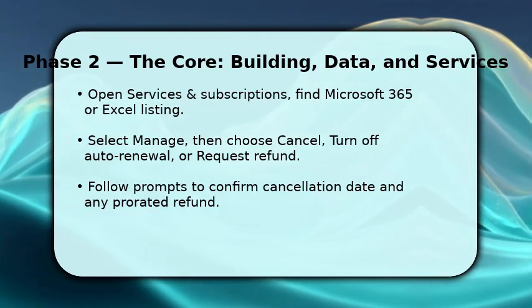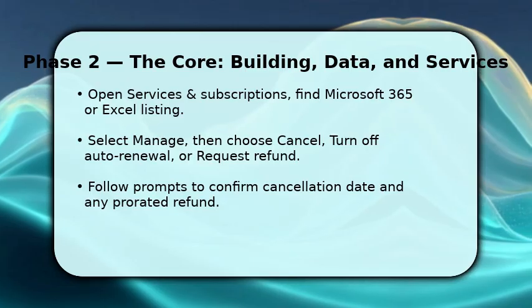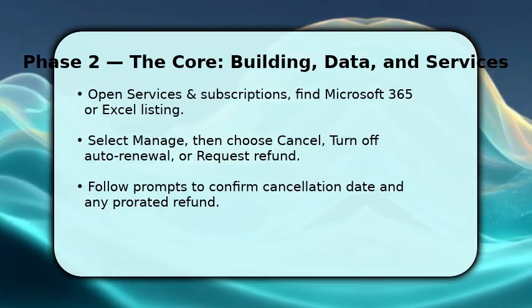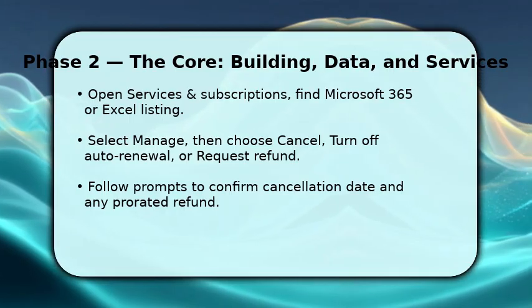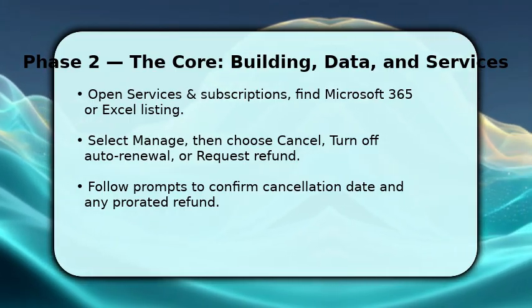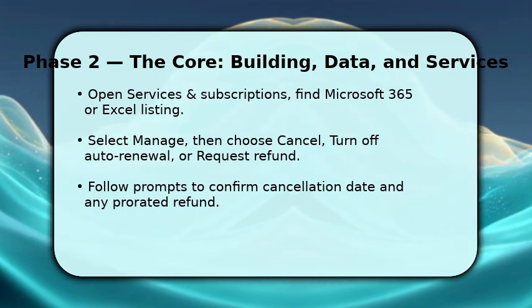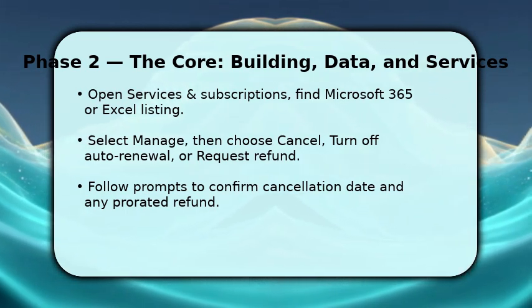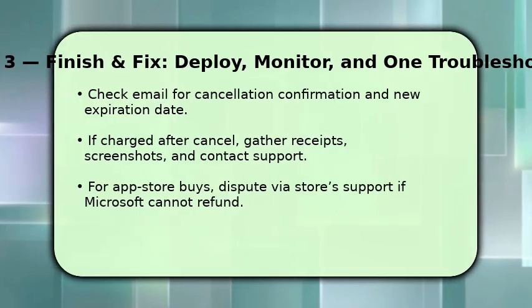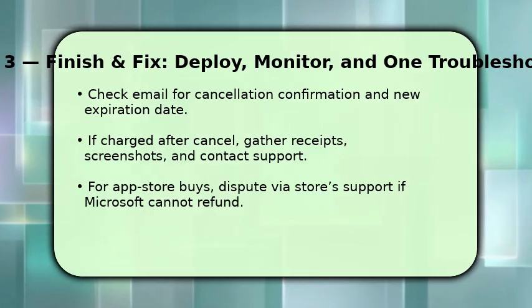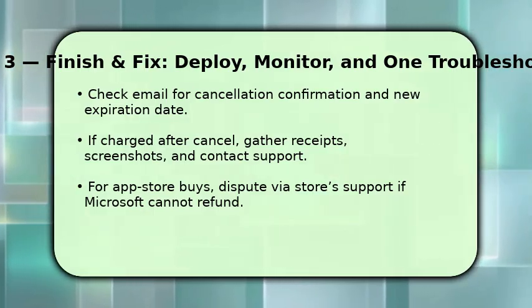Follow each prompt carefully, because Microsoft often asks why you cancel. This affects offers and refunds. If an App Store purchase is involved, open App Store or Google Play, select Subscriptions, then locate Excel or Microsoft 365 to change settings. You finish by confirming the cancellation confirmation email and noting the final access date. Save that email and any confirmation number.